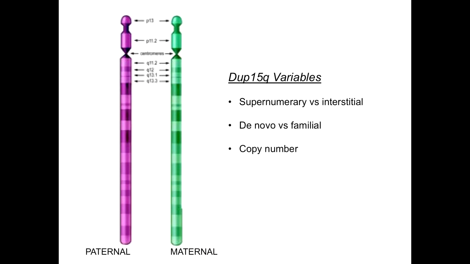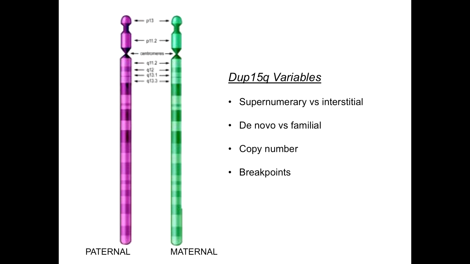We want to know what's the copy number. Some people have 2 extra copies of the region. Some have a combination of 2 copies of some parts and 1 extra copy of the others. And there are even more than that. There are people with hexasomy and other variations.